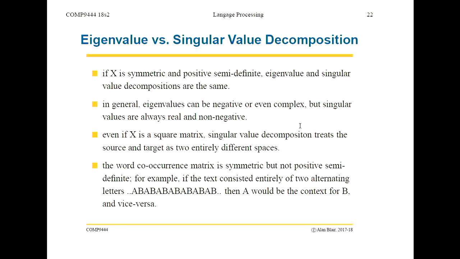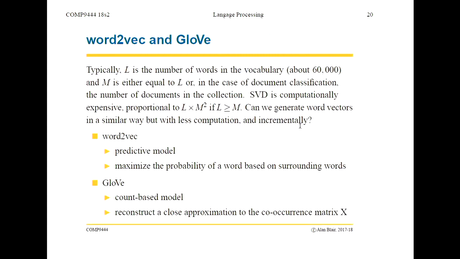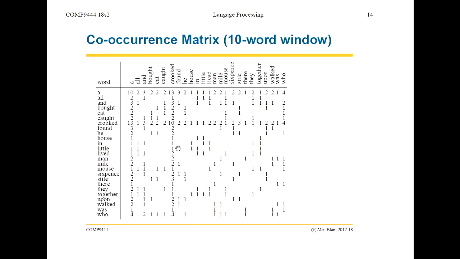So what is the relationship between the eigenvalue decomposition and the singular value decomposition? The two would be the same if X is symmetric and positive semi-definite. How can you tell if a matrix is that? Symmetric means that if you flip the matrix on its diagonal, you get the same thing. As I mentioned, this matrix here is symmetric: the value here is the value here.